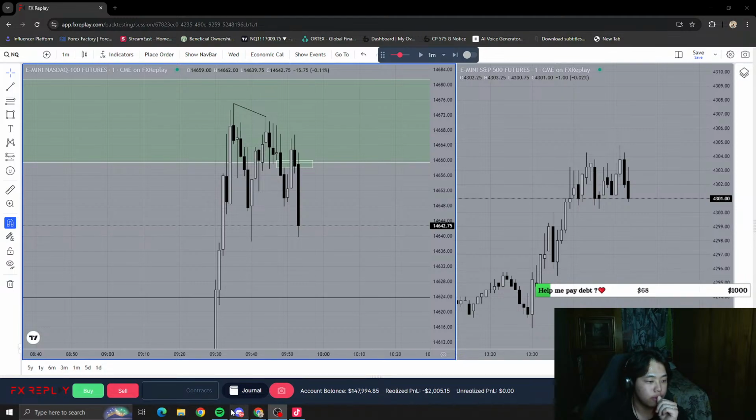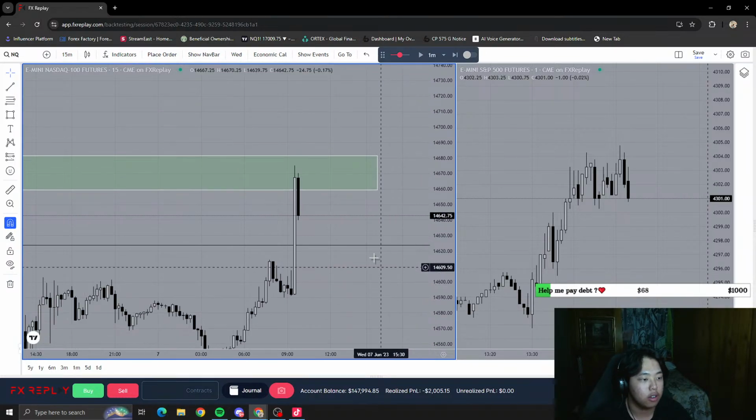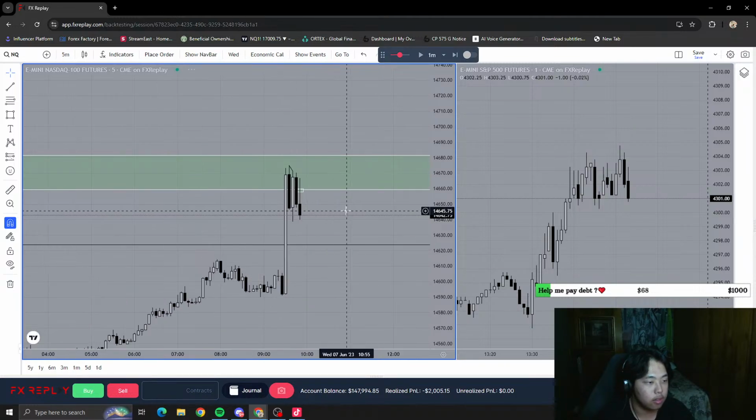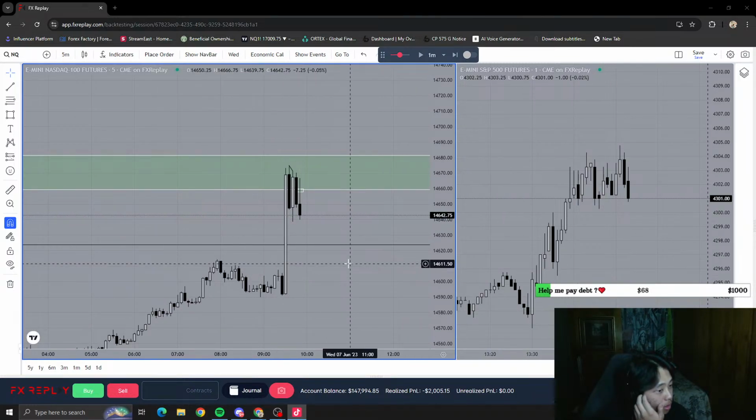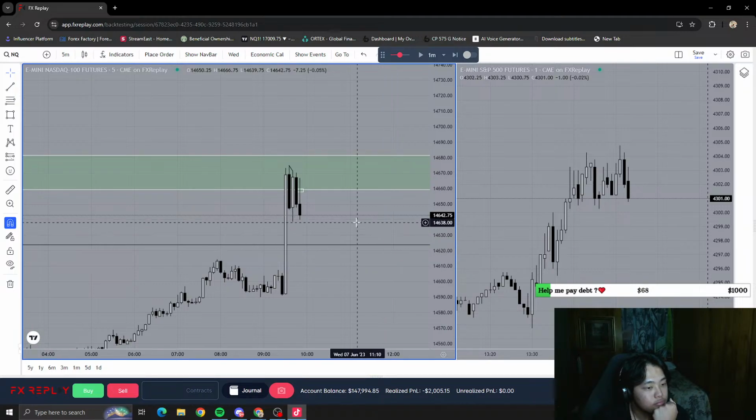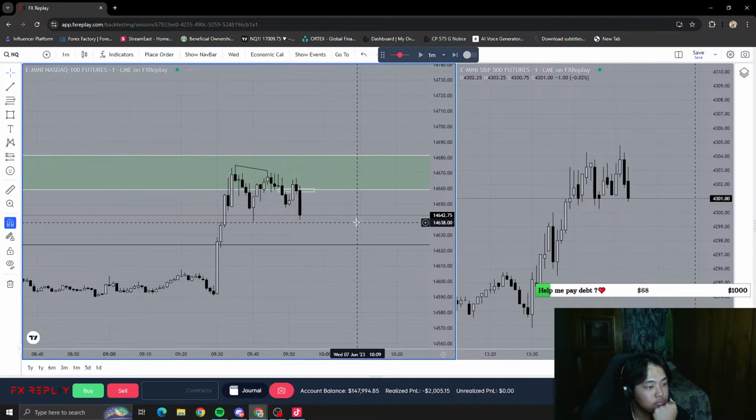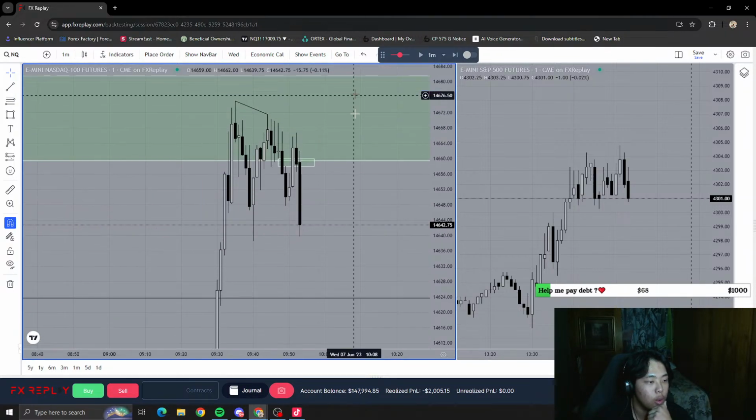Okay, so do we have a 15-minute fair value gap? Yeah, we're in a 15-minute fair value gap right now, actually. Do we have a bullish one, a 5-minute? Yes. Okay, just continue with the 1 minute.